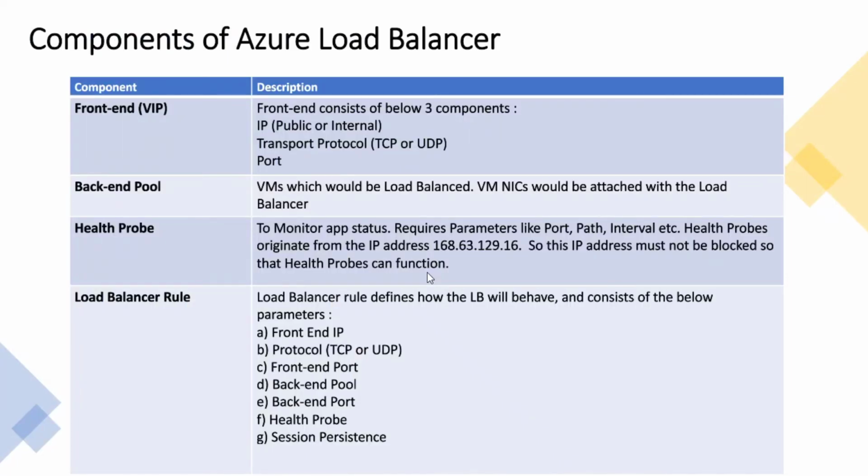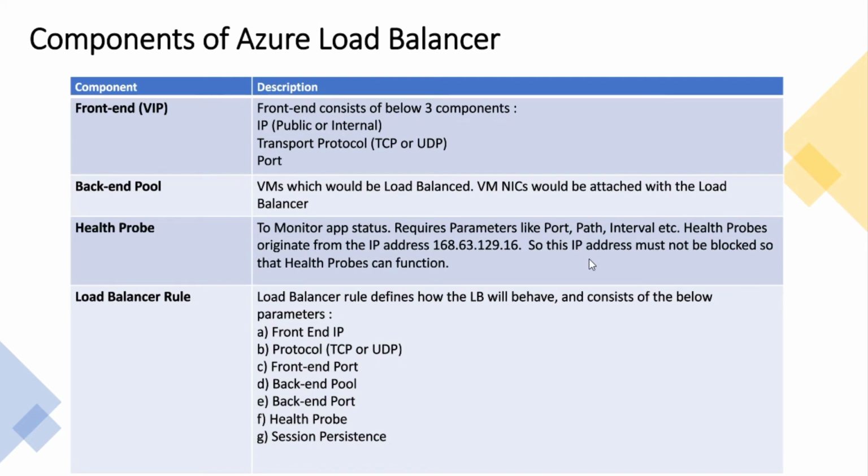Next, we have the components of Azure load balancer. The front end component consists of three things: public or internal IPs, transport protocol, TCP or UDP, and port. The IP front end is the IP address to which the incoming traffic will initially come, and Azure load balancer can have one or more front end IP addresses. Based on the requirement, we create the front end IP addresses. These are called virtual IP addresses. So whatever first request we get from the end user comes to the front end IP addresses.